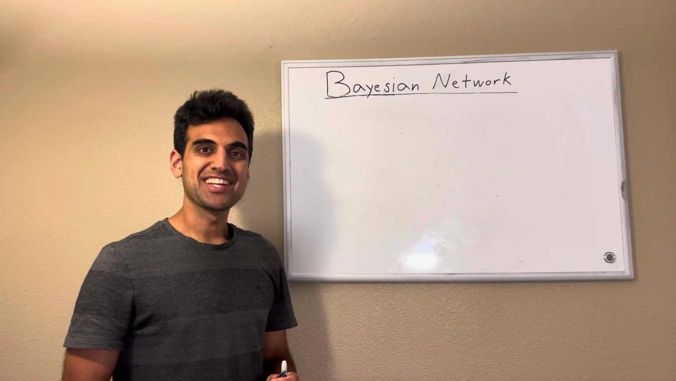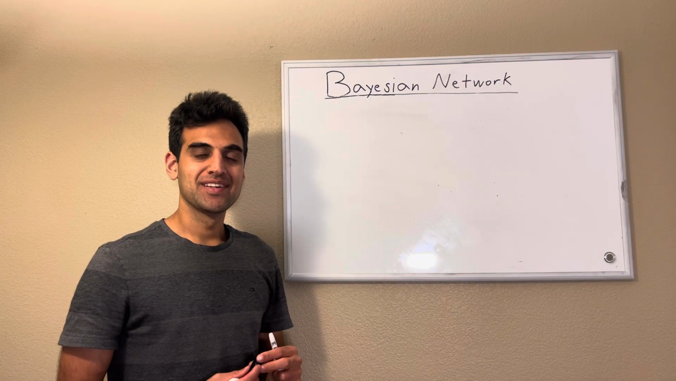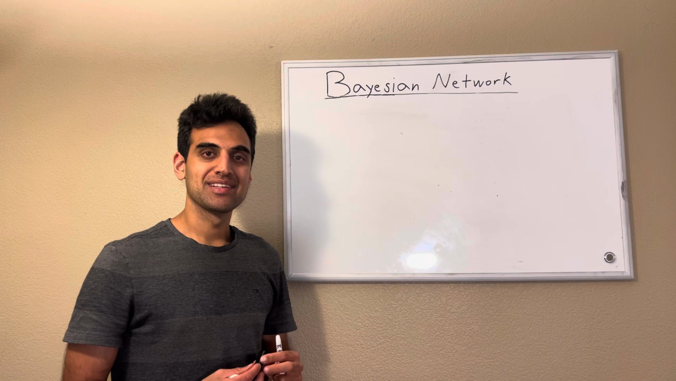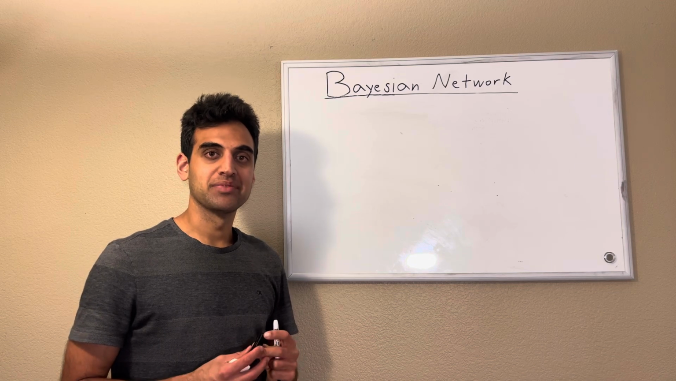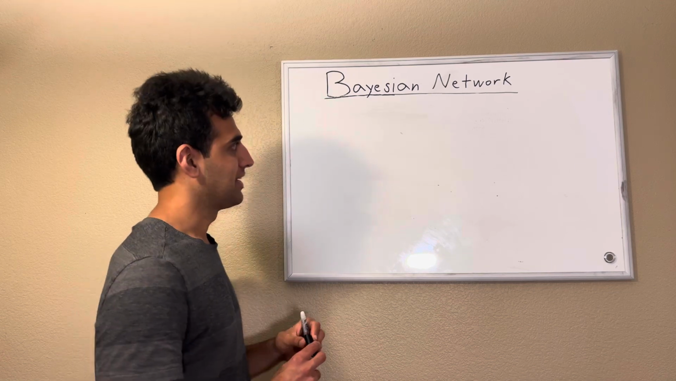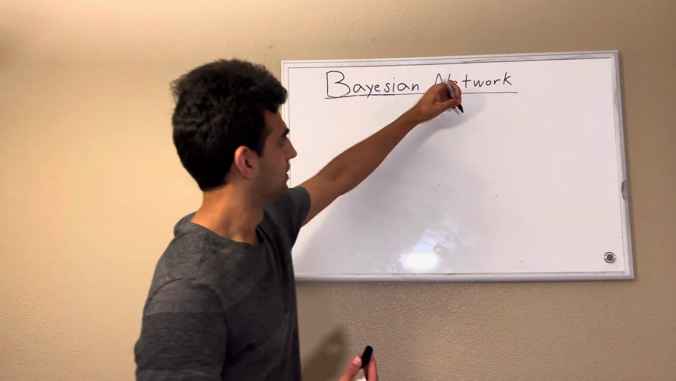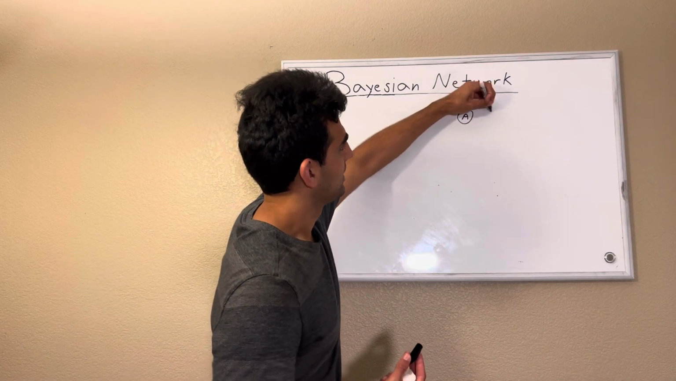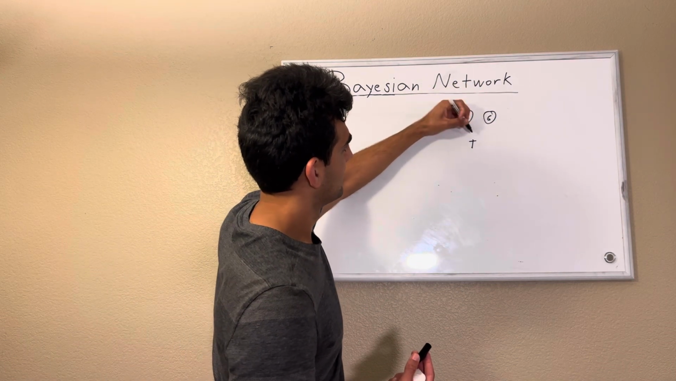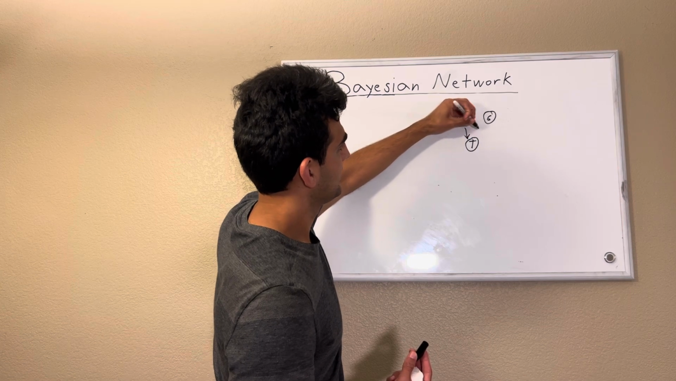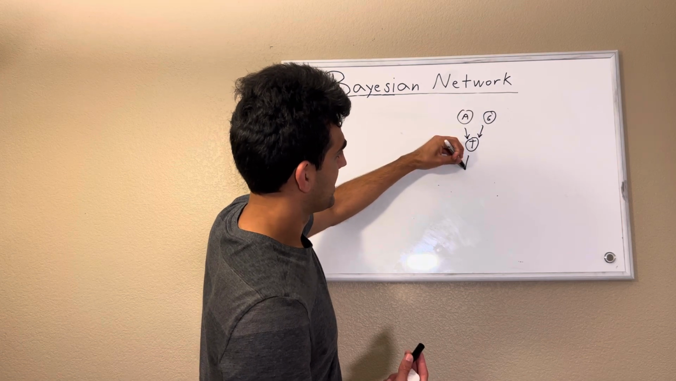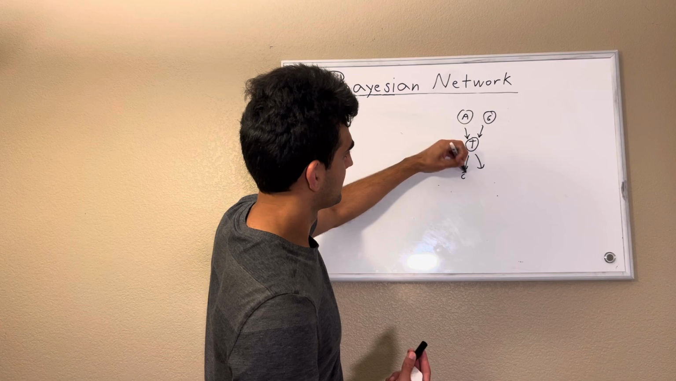Good day, and today we're going to go over Bayesian networks. What exactly is a Bayesian network? It's a graphical representation of probabilistic relationships in a graphical network. So let's say we have a G, a child T, and T has its own children C and D.